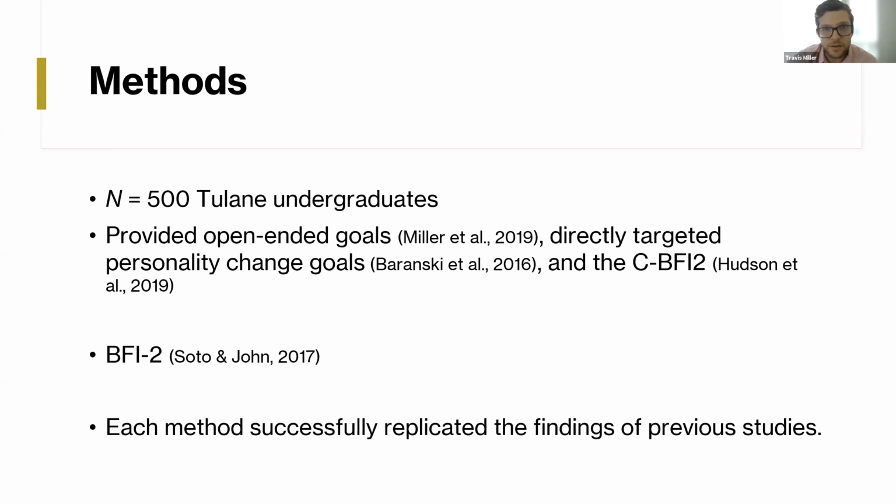The results from each method replicated the previous findings very closely. The biggest discrepancy was really that there are fewer goals to increase extroversion and more goals to increase emotional stability. I think this may be due to the fact that the data were collected last fall, where the students were under pretty strict testing and monitoring for COVID.